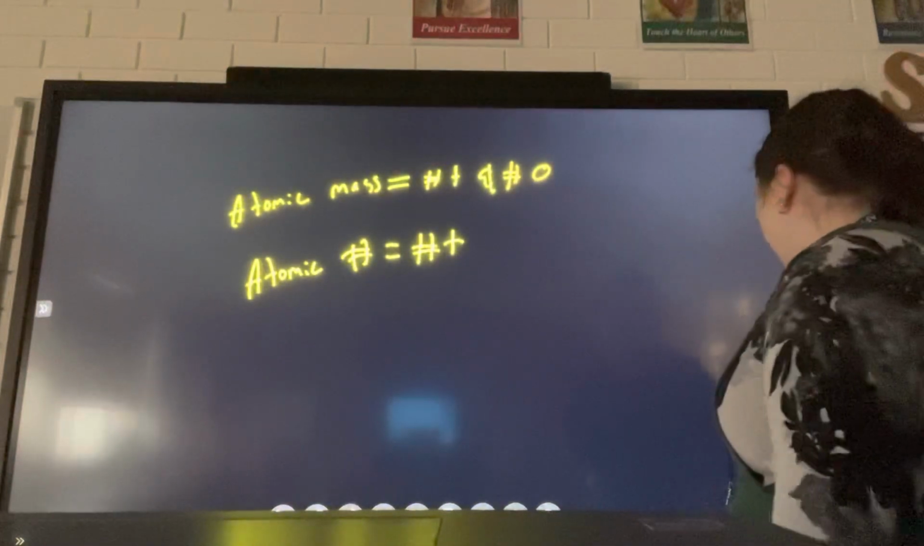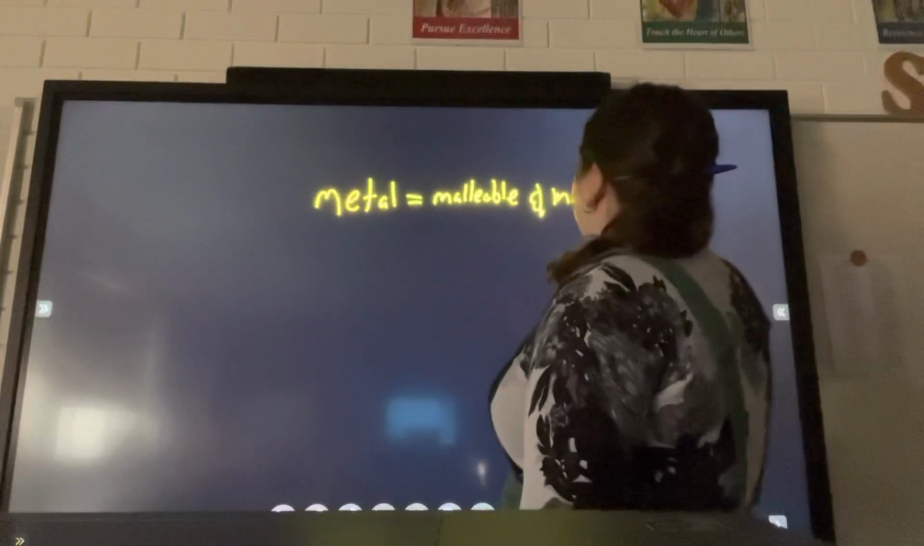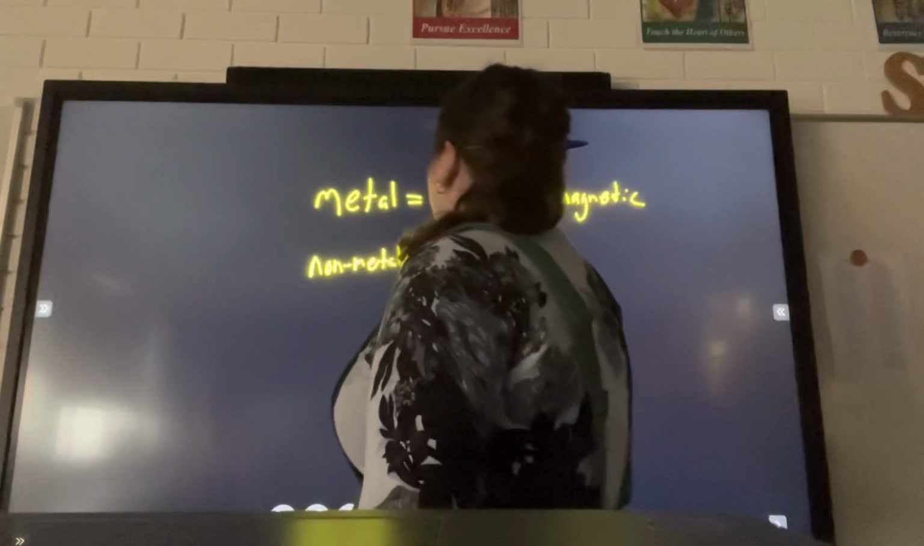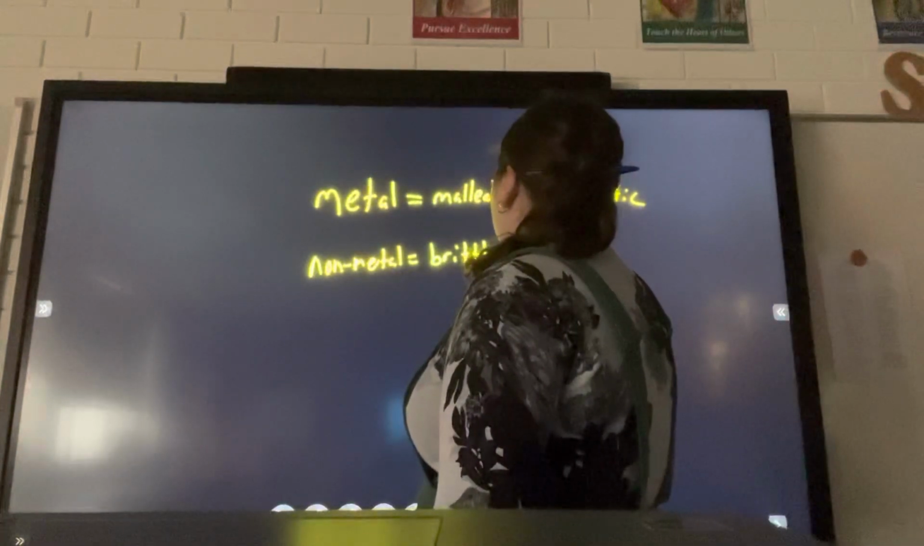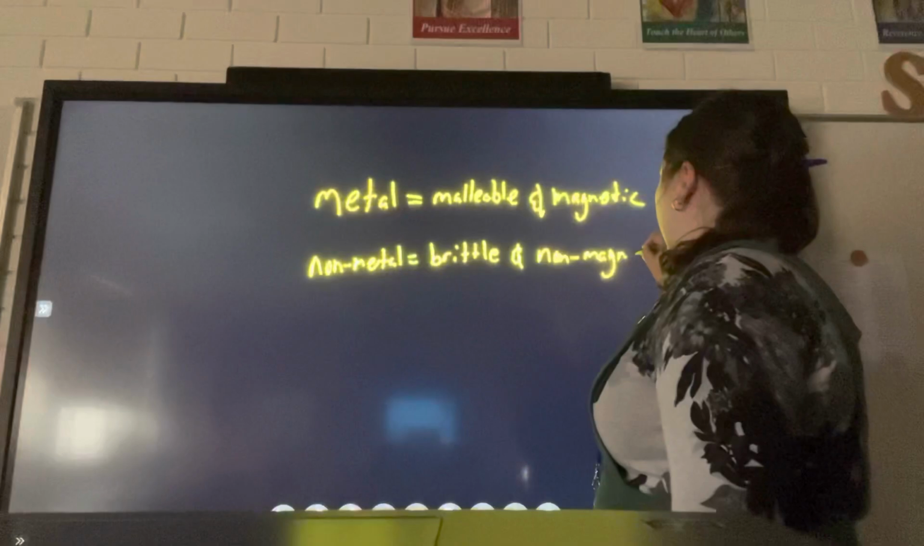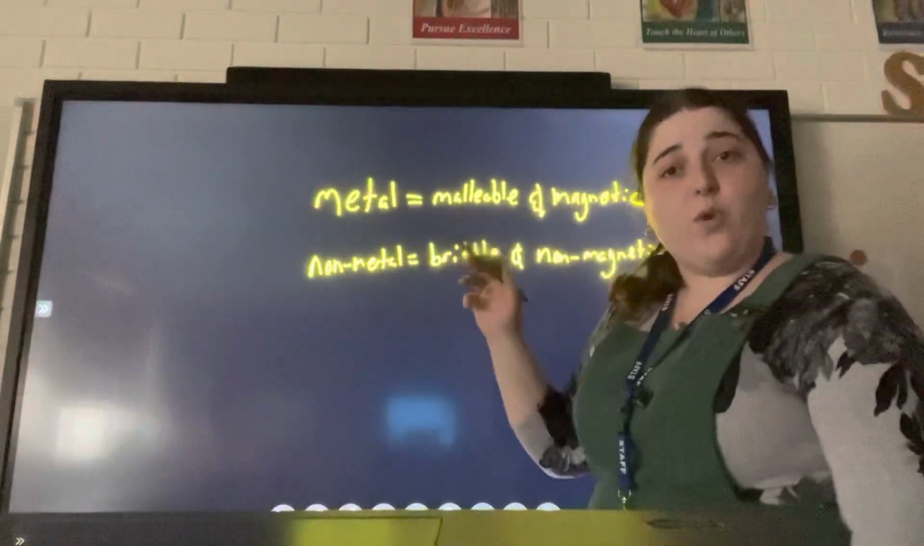Okay, difference between metals and non-metals. You should be able to describe what the difference is. So, metal, what is it? Malleable and magnetic. Non-metal, they're typically brittle and non-magnetic. You should know on which side of the periodic table they are.